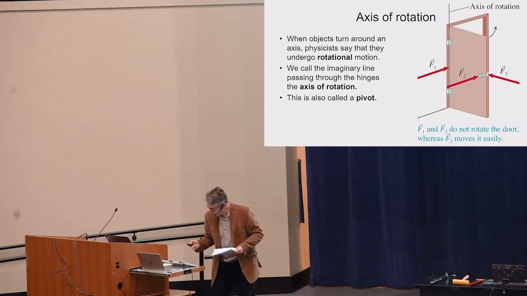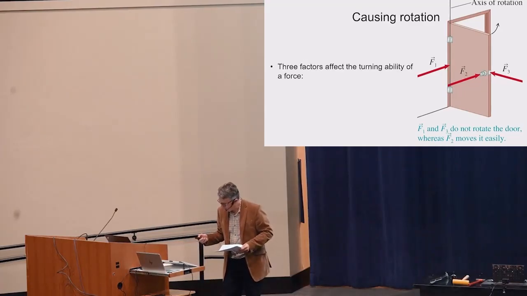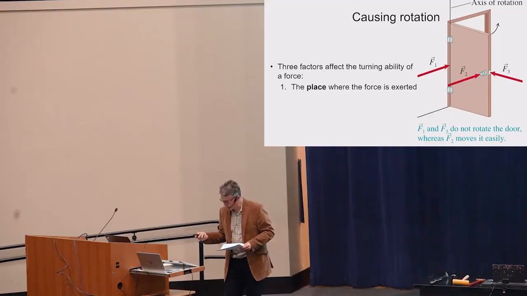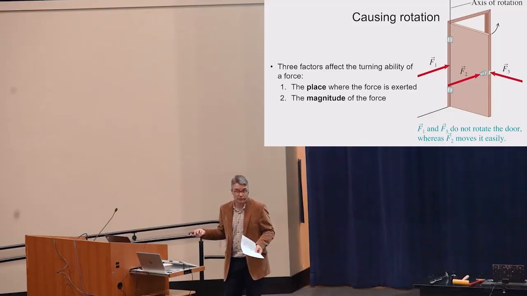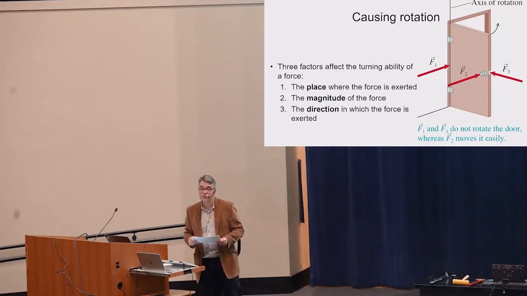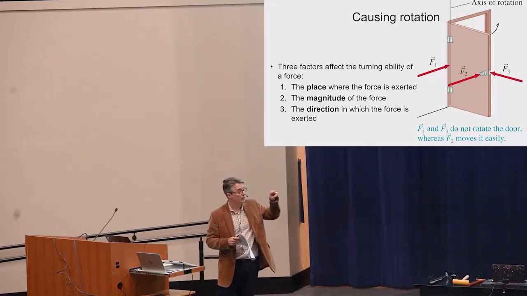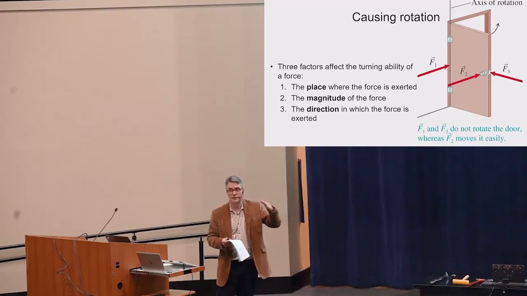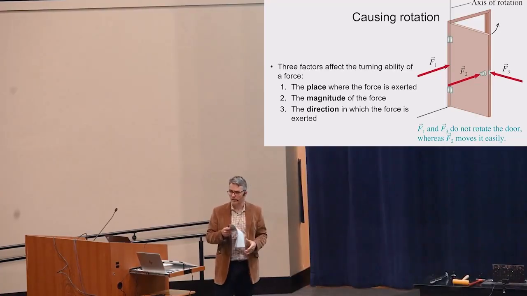There are three things that matter here when you're trying to cause rotation. It's the place where the force is exerted, the magnitude of the force still matters, and also the direction of the force. So you can imagine F3 and F2 might be the same magnitude force, might be applied at the same place on the door, but the direction matters as well.